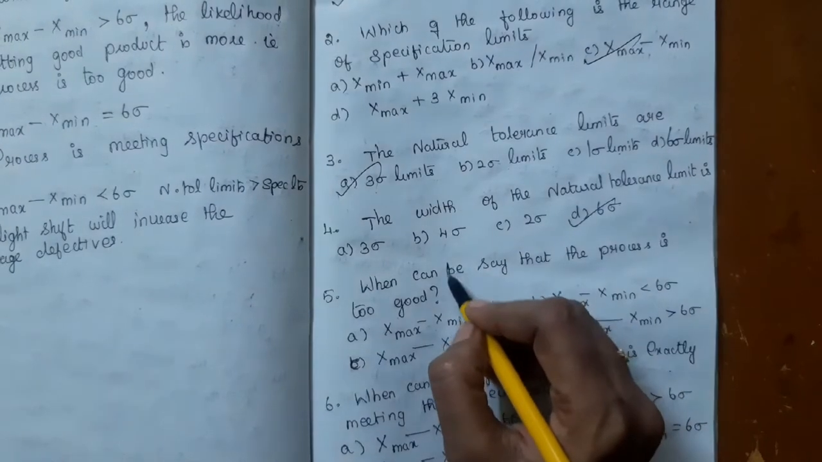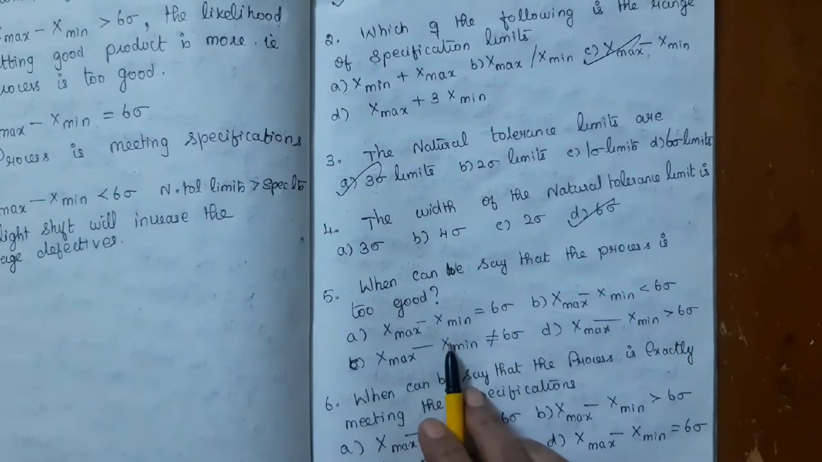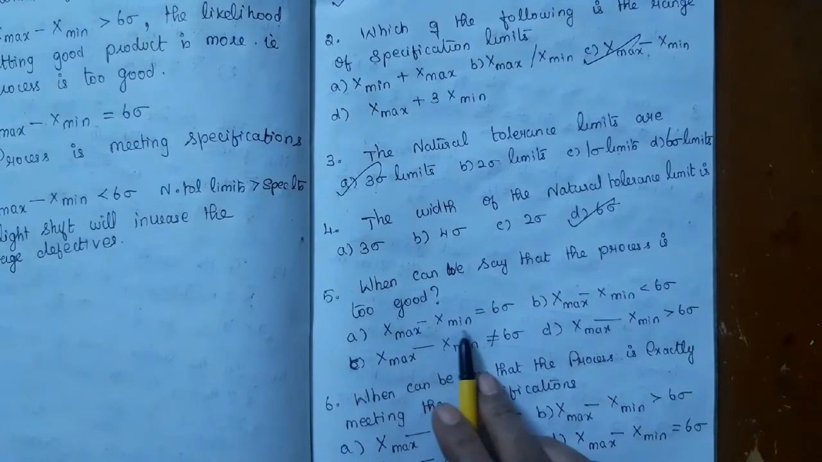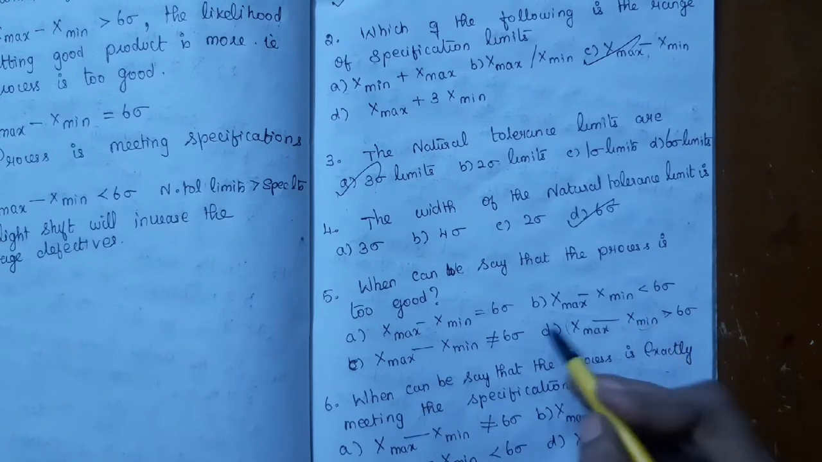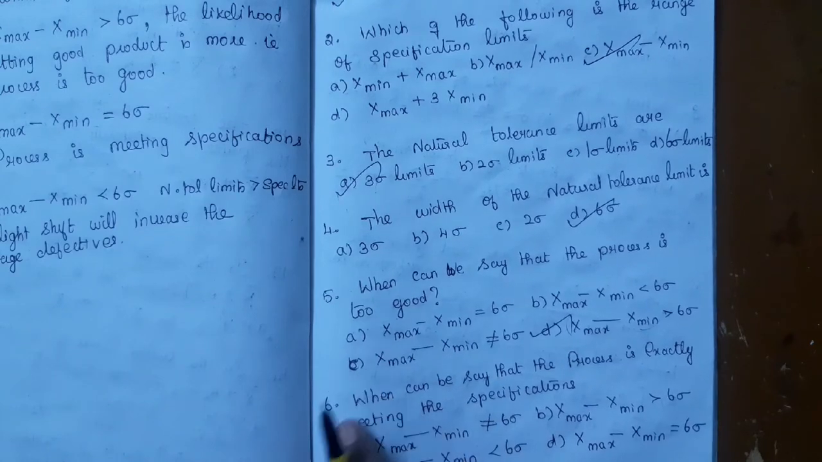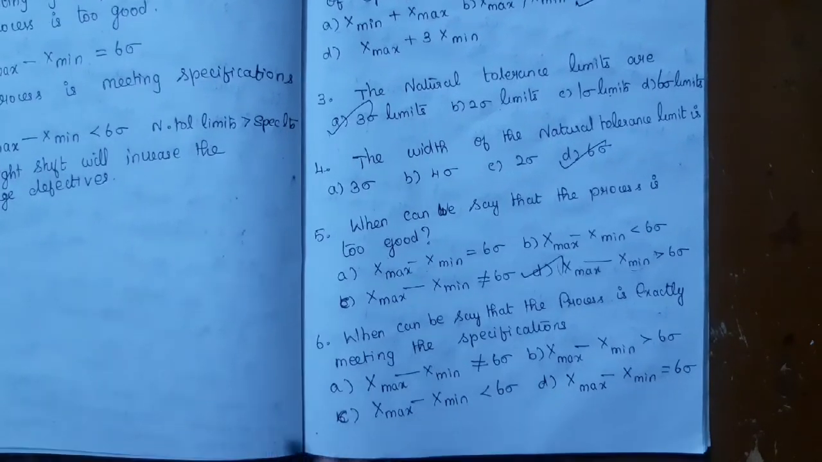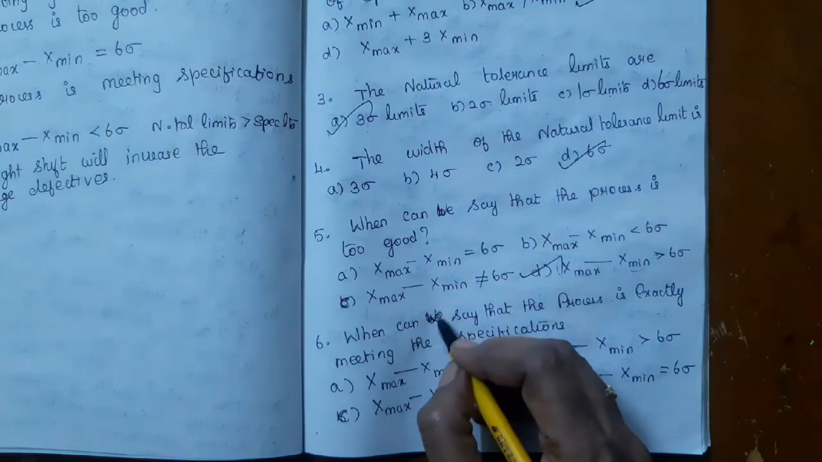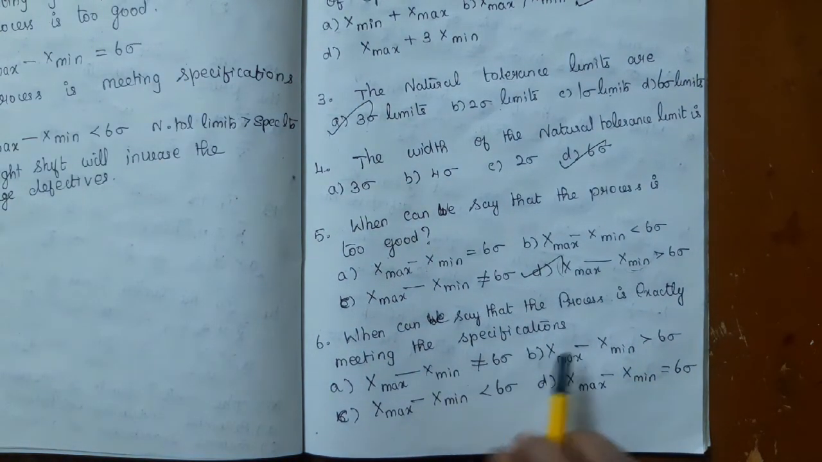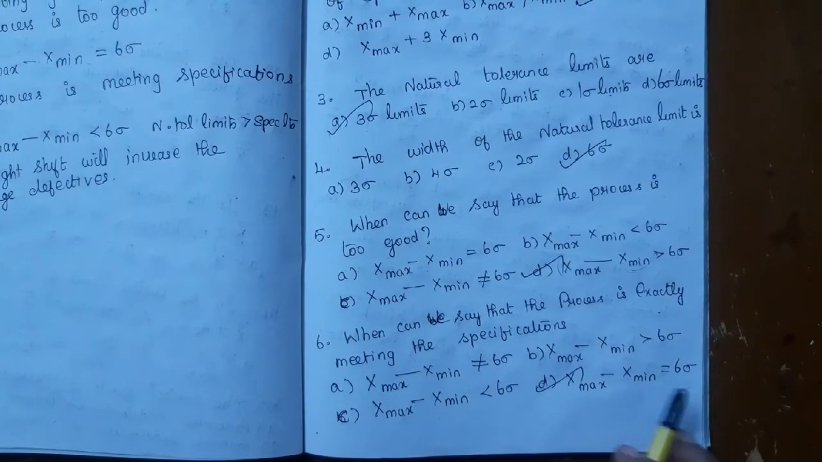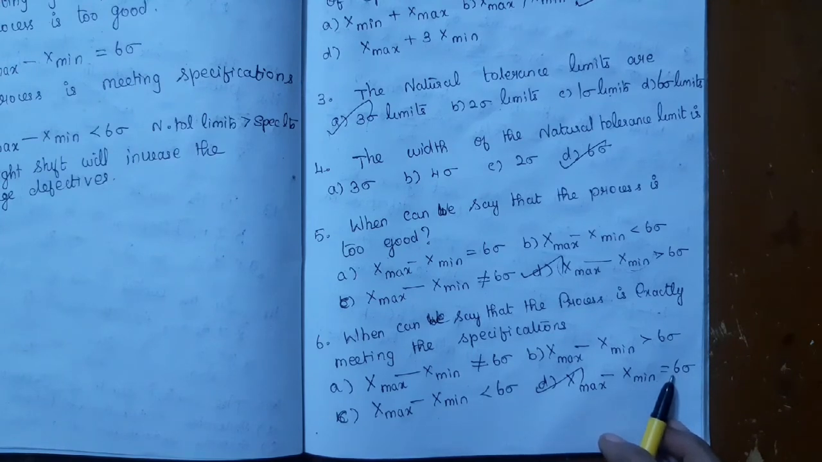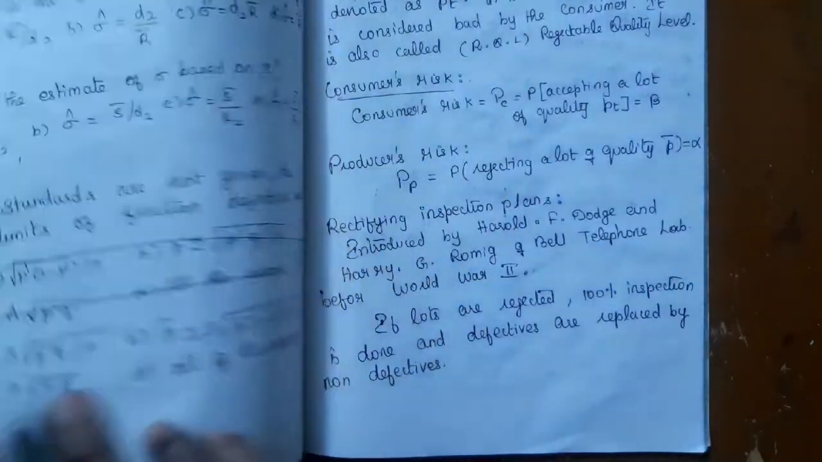When can we say that the process is too good? When the specification limits are greater than natural tolerance limits. See here, x max minus x min is greater than natural tolerance limits. Here you can say that the process is too good. When can you say that the process is exactly meeting the specifications? When the range of the specification limits is equal to the range of tolerance limits, you can say that the process is exactly meeting the specifications.